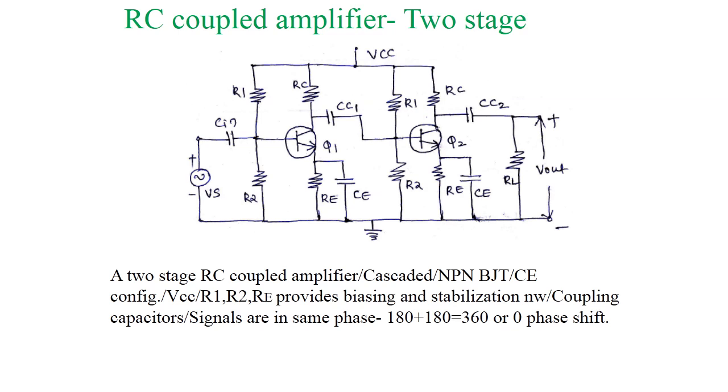So this is the practical case. We can attach so many stages like this. The only thing we need to remember is the output of the last stage is supplied through a coupling capacitor to the next stage. The frequency response of this RC coupled amplifier will be discussed in the next class.